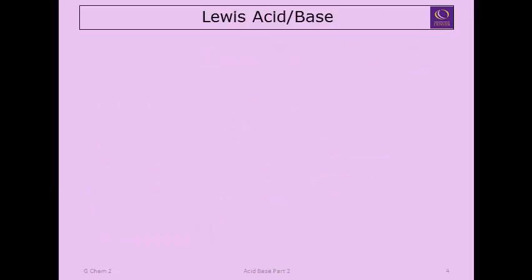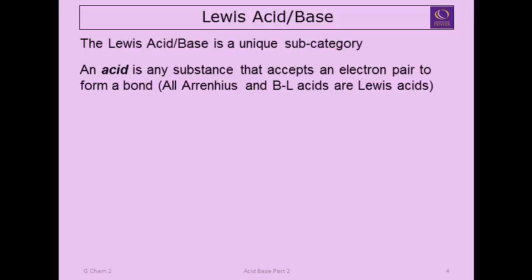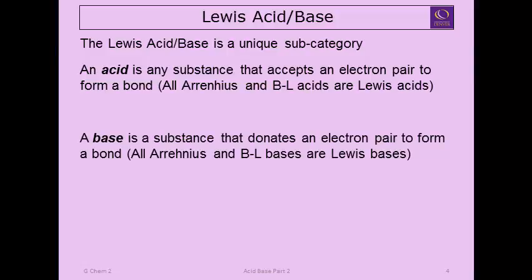Here's a third definition. This is Lewis acid and bases. So this basically breaks free from the proton exchange altogether and says, well, let's focus on that electron pair. An acid is any substance that accepts an electron pair. So if you think about an H plus ion, it would certainly accept an electron pair from a hydroxide. Base is anything that donates an electron pair. So the Lewis acid base, you basically are defined by whether you can accept or donate a pair of electrons.